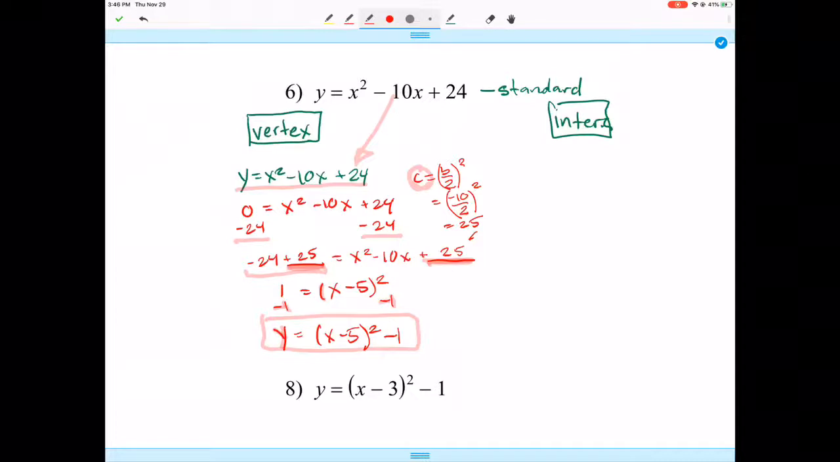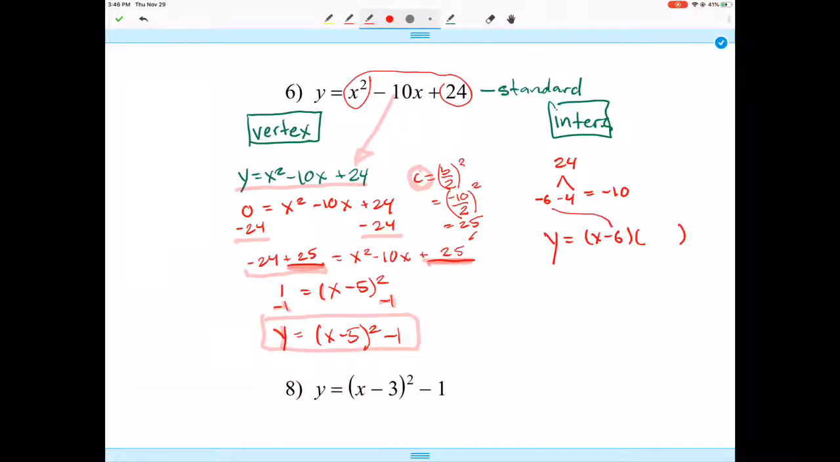Intercept form isn't as bad, so you're just going to do factoring. So you're going to find factors of 24 that also add up to give us -10. So that gives us possibly a -6 and a -4. And then we write our equation in intercept form. A equals 1, so we don't need to write that down. But we have our two parentheses, x minus 6 from here, and x minus 4. Okay? And that is the equation.